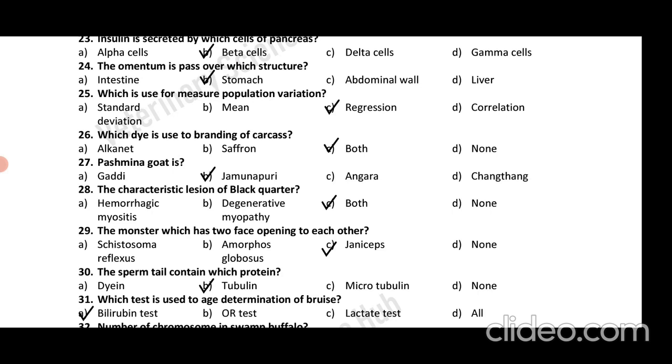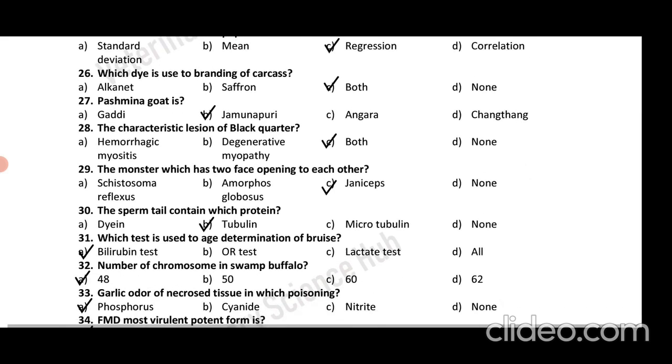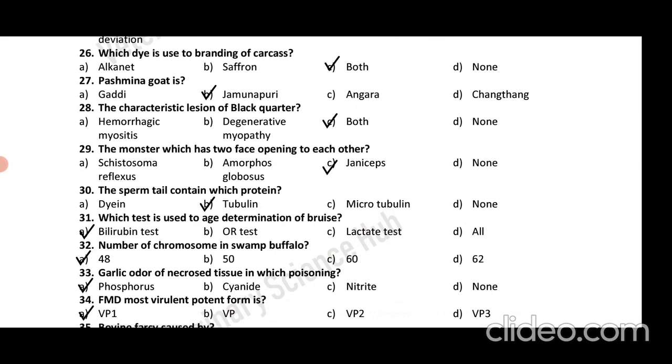So the brownish color of the feces is also due to this bilirubin, and the yellowish color of urine is also due to that bilirubin. So the color of feces and urine, brownish and yellowish respectively, is due to the breakdown of red blood cells, or that bilirubin. Number of chromosomes in swamp buffalo is 48. Water buffalo chromosome number is 50.